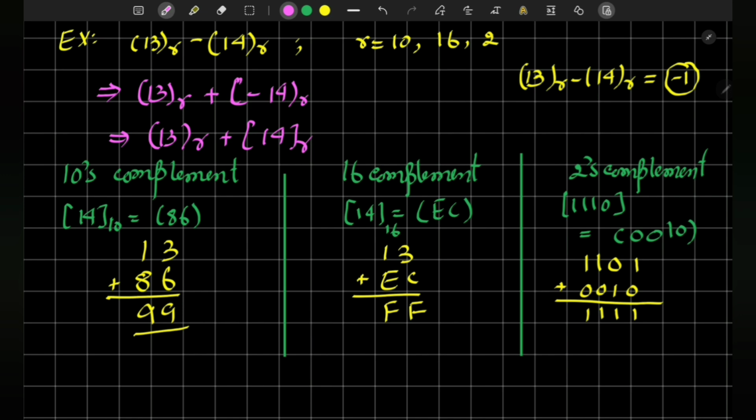But if we observe the result, the 10's complement of 99 is 1. And the 16's complement of FF is again 1, and the 2's complement of 1111 is again 1. So you will see that the result is in 2's complement form. But the question is why we have to take r's complement, and where is the negative sign in each case.